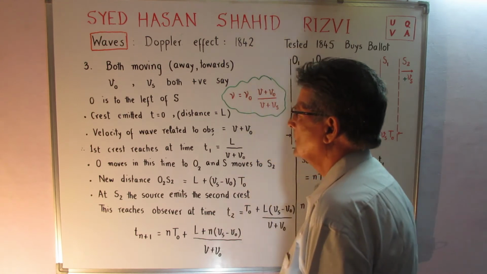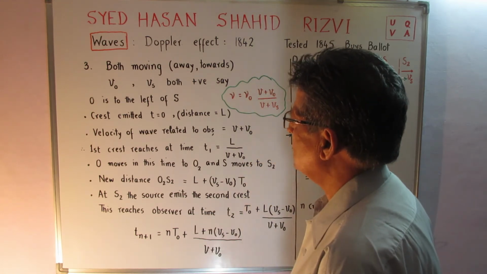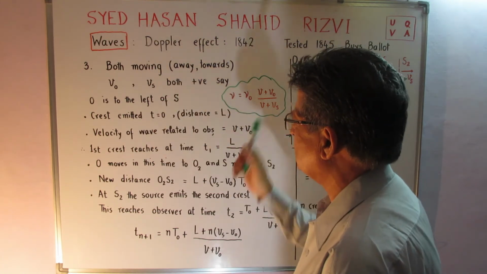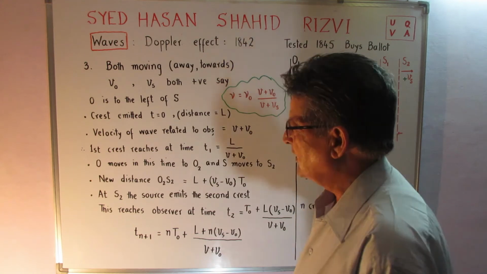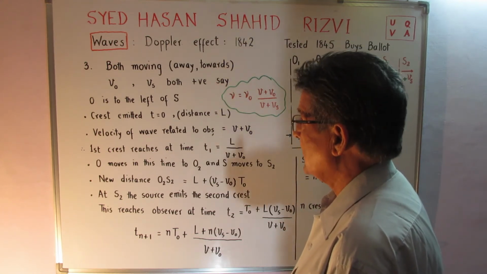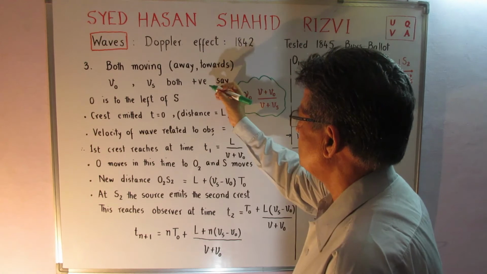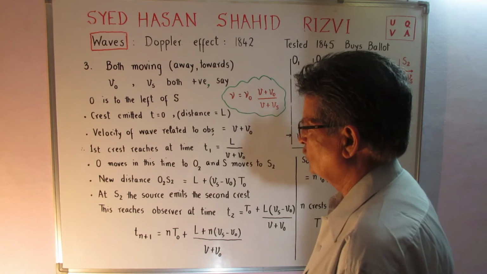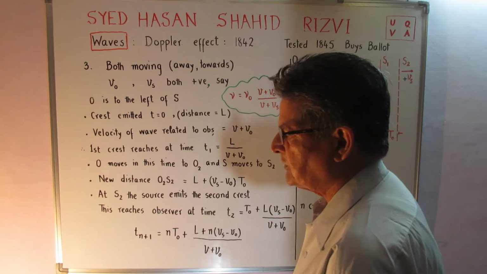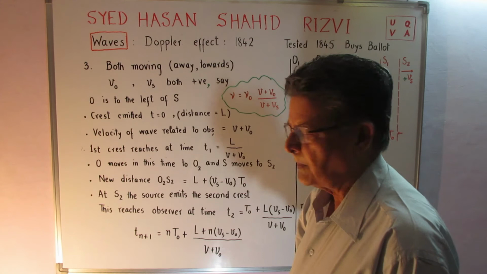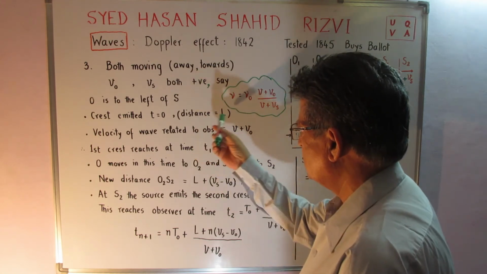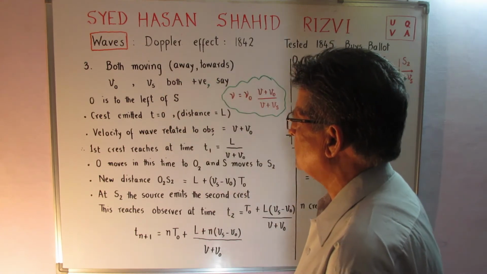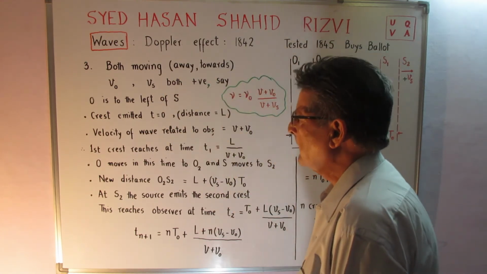Well, both are moving, either away or towards, but in this case both are moving in the positive sense, and vo and vs are both positive. O is to the left of the source. A crest is emitted at the time t equal to 0. The distance between the source and the observer at that instant of time t0 is equal to L.